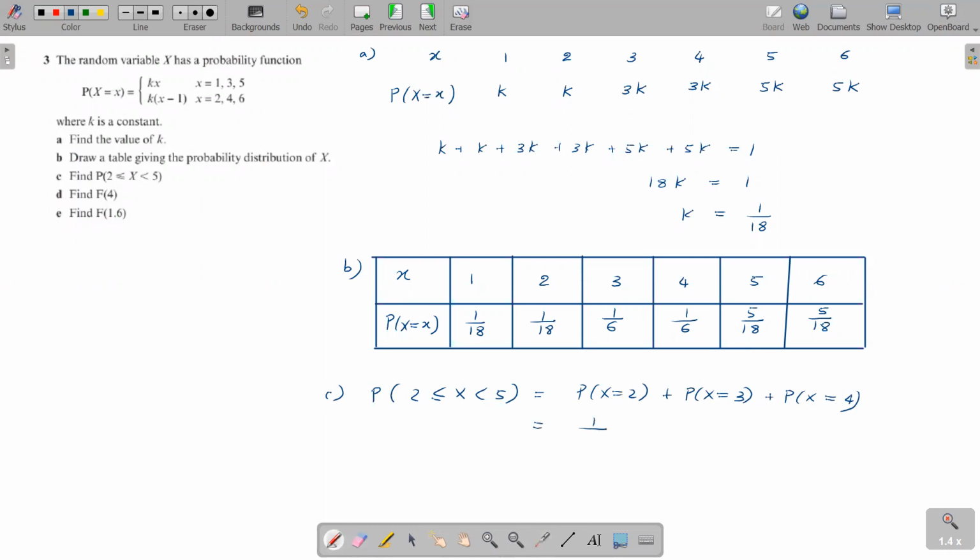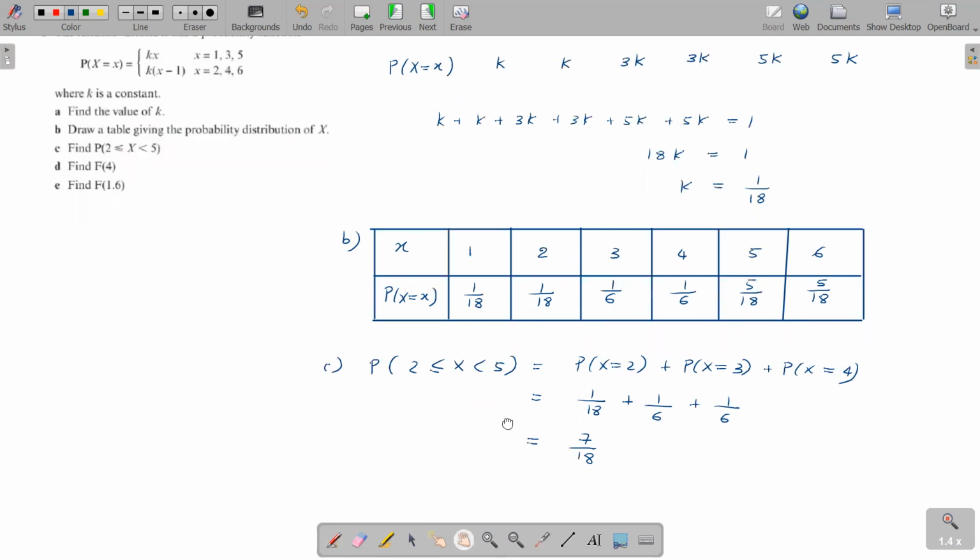So X equals 2, it's 1 over 18. X equals 3, 1 over 6. X equals 4, it's 1 over 6. How much is the answer? 7 over 18. Is there, yeah, 1 over 18, 7 over 18. Okay.